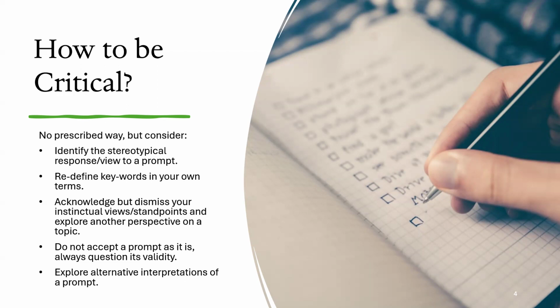And like I did before, it's important to always redefine keywords because that's the first step that you need to do before you can critically engage with the prompt. Because if you don't put a concrete definition of what revenge is, how are you going to ask questions like, why is revenge so bad, for example? And like I've said, do not accept the prompt as it is, always question its validity. And so these are some principles that you can think about when you're trying to be critical with a particular prompt.